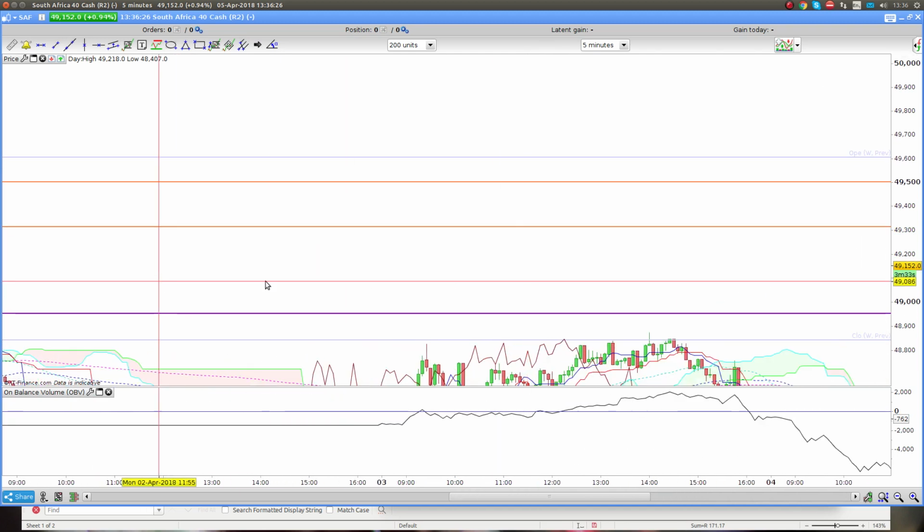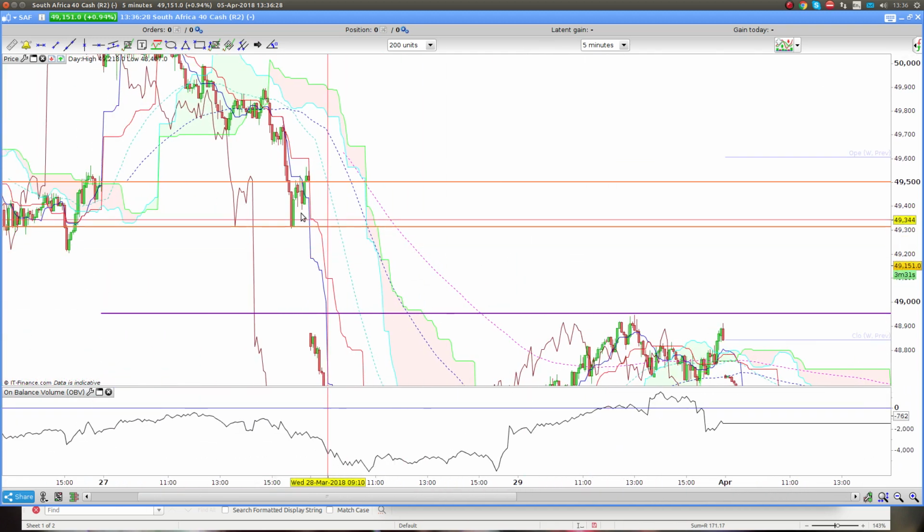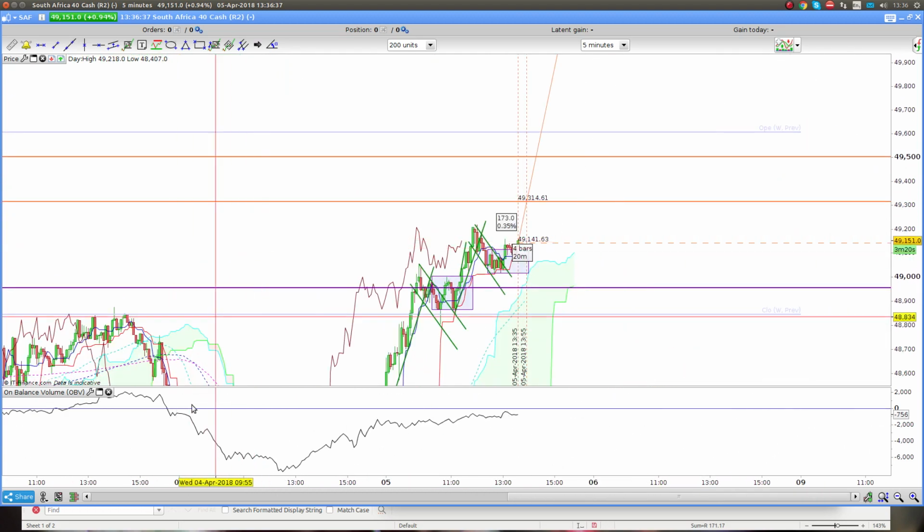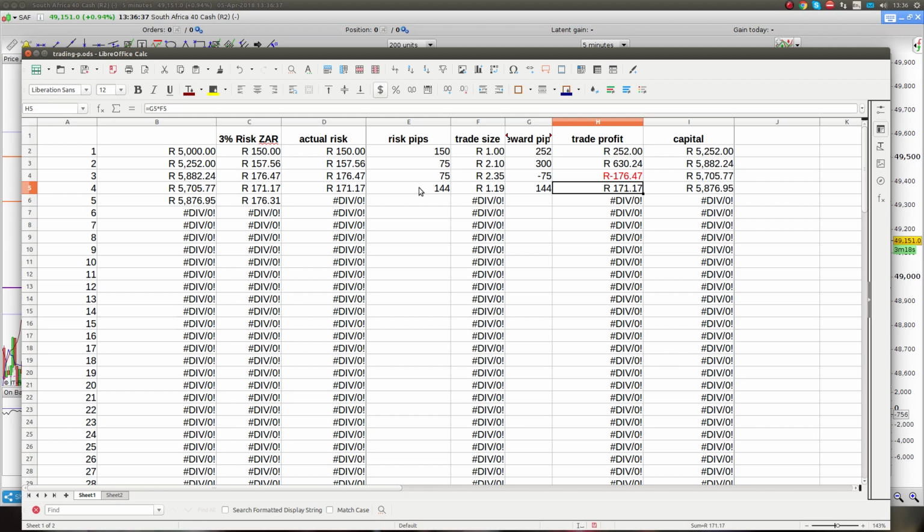Why am I saying take profit there? Well, that is the previous breakout test. It may get there, but it may not happen today. This is the most logical area to take profit. So we have another trade here of 140 pips risk, and the reward on this trade is 170. And so we go on.